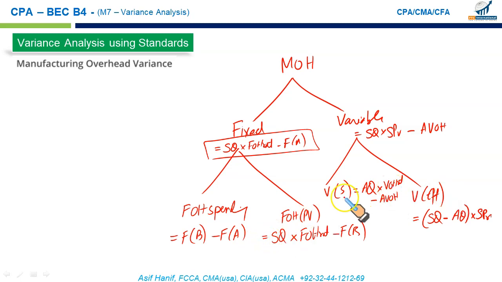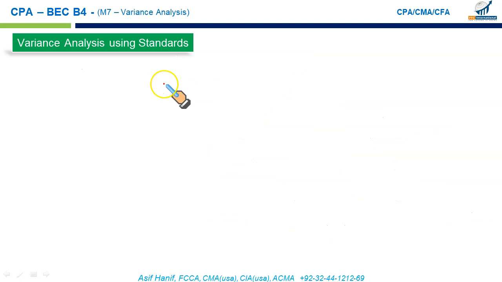So most of them are quite self-explanatory. Spending variance variable, spending variance fixed, and then we have efficiency variance, how efficient we were in using our labor hour or machine hour. Now, what is production volume variance? This is something that needs explanation. Now we want to study what basically is the fixed overhead production volume variance. We just learned it is standard quantity of hours we should have used multiplied by the fixed overhead rate, minus the fixed cost budget. I will explain all these one by one.